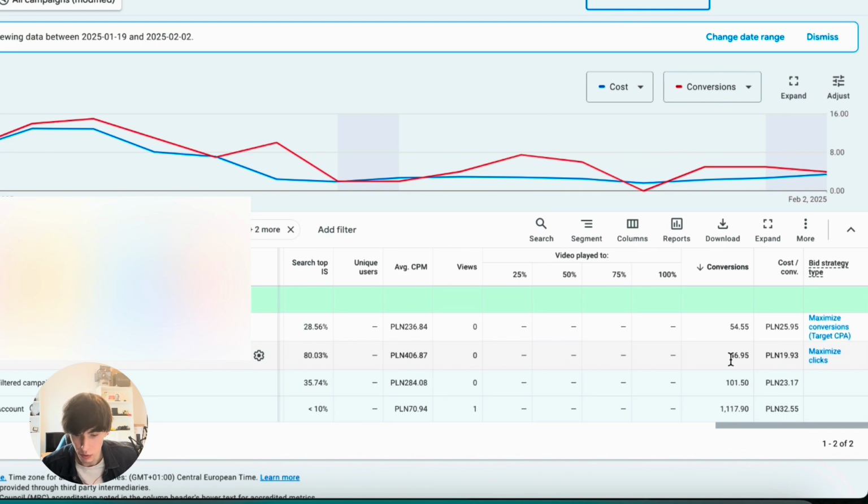And why we did this? First of all, let's discuss performance of this campaign. So this broad campaign had 54 conversions in the last 14 days, and this campaign exact match keywords has 46 conversions and 19 zloty CPA, and this broad campaign has 25 zloty cost per acquisition. So let's discuss how this strategy works and why I did two campaigns basically targeting the same keywords, but one campaign into broad and second campaign into exact. So let's go to my presentation.